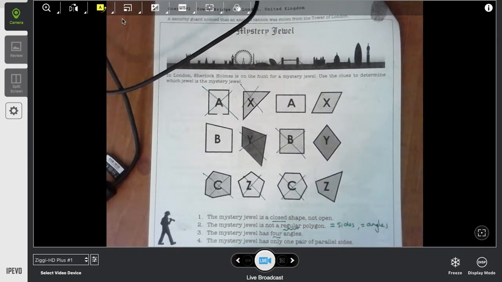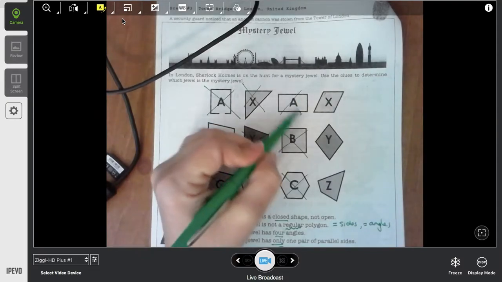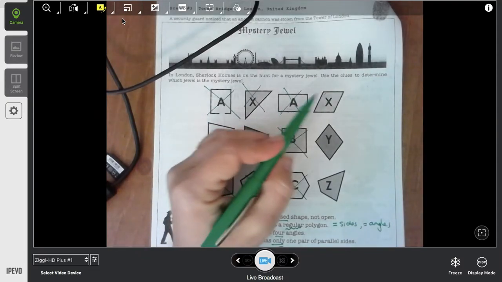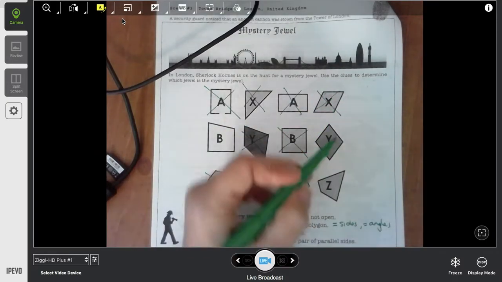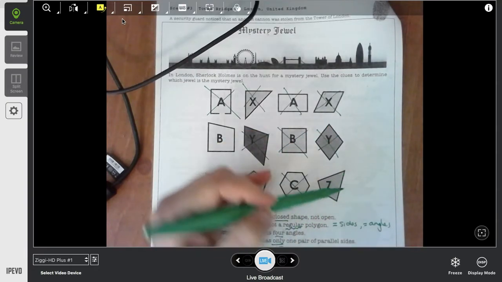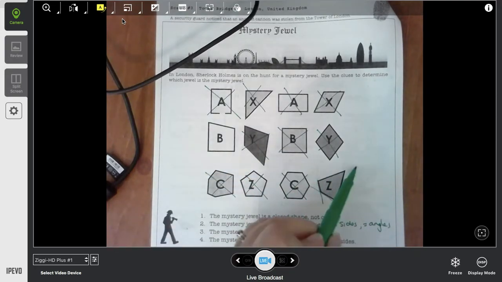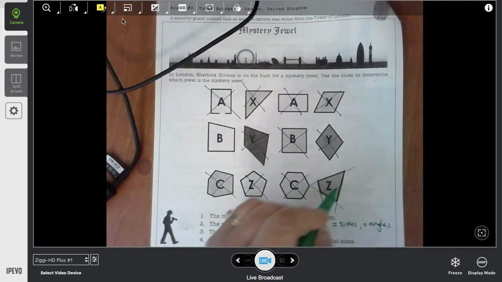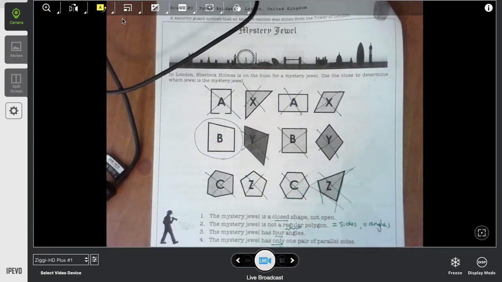The mystery jewel has only 1 pair of parallel sides, which means it can't be a parallelogram. That takes A out of the equation because these are parallel to these. It takes X out because these and these are parallel. It takes Y out because that's a parallelogram. Z, those aren't parallel, and those aren't parallel, so that has no pairs of parallel sides. So the only one left is this one. So letter B is 25.